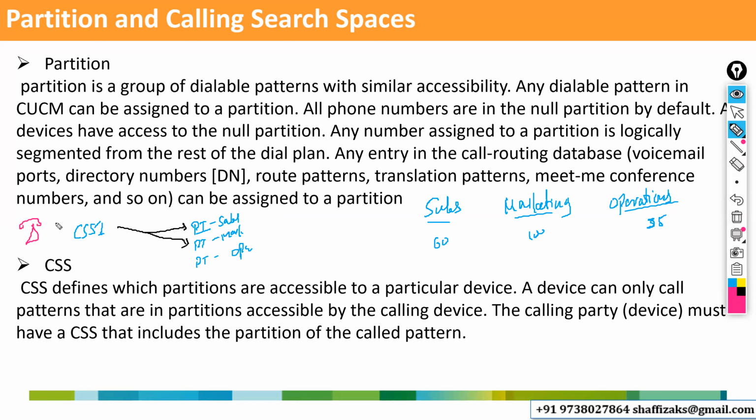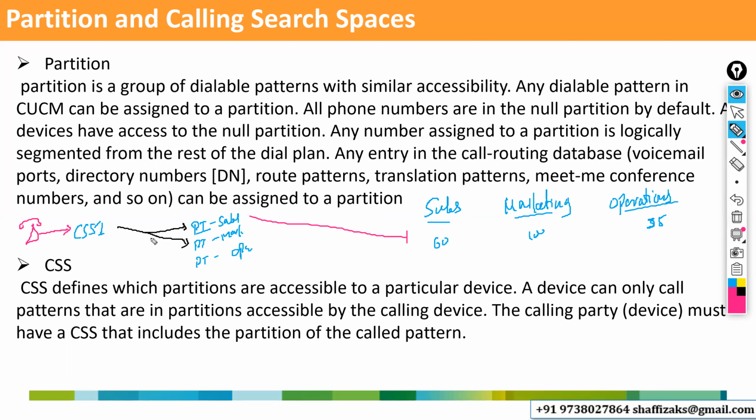This is my phone. For this phone, we have applied this CSS. Now, if I dial any sales number, first it checks what CSS you have. Under this CSS, does the sales partition exist or not? Yes, it exists, then it will connect to sales.